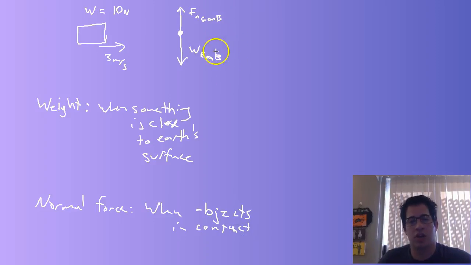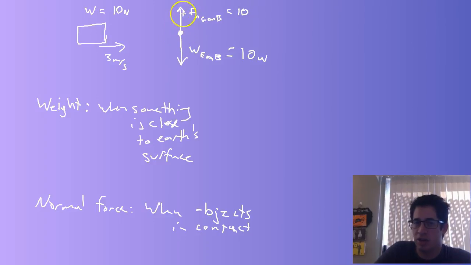Alright, and so we can say how strong these forces are. We know the weight of the box from the earth is 10 newtons, so the normal force on the box from the ground must also be 10 newtons in order to balance it out. If this upward force was less than 10 newtons, then this box would accelerate downward. If it was greater than 10 newtons, this box would accelerate upward. Since neither of those things are happening, we know that those are the same.